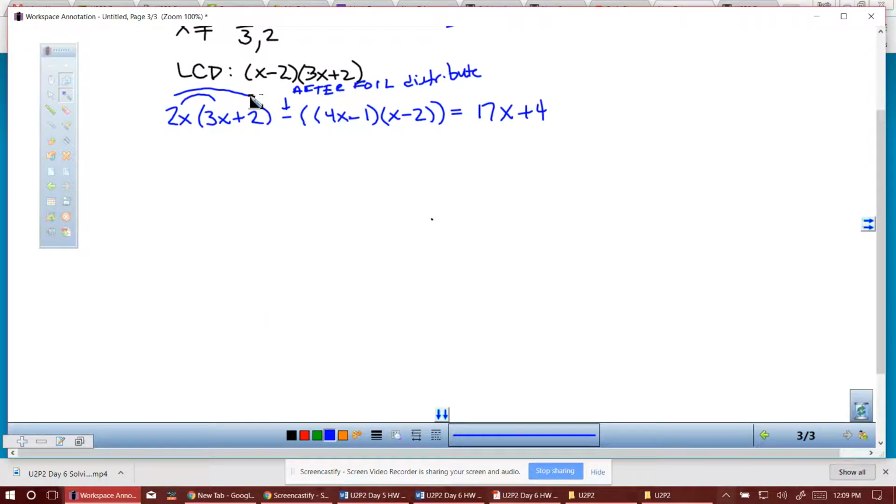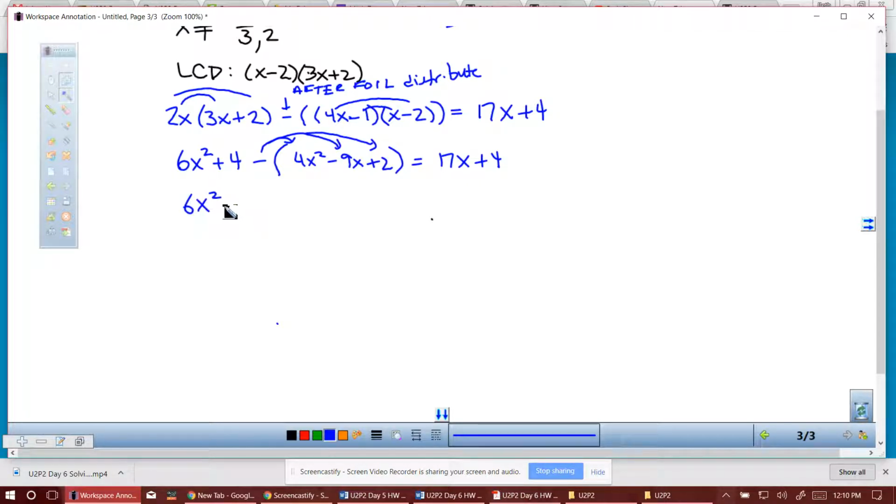I'm going to move that up a little bit, and I'll start with distributing. I get 6x squared plus 4x. I'm going to hold that negative sign and open that parenthesis set. Inside there I get 4x squared, and then negative 8, and negative 1 is negative 9x, and the last gives me positive 2. So after I FOIL, I'll distribute, and I have 6x squared plus 4x minus 4x squared plus 9x minus 2 equals 17x plus 4. I left off the x there, sorry about that.